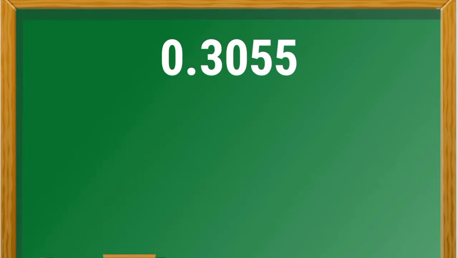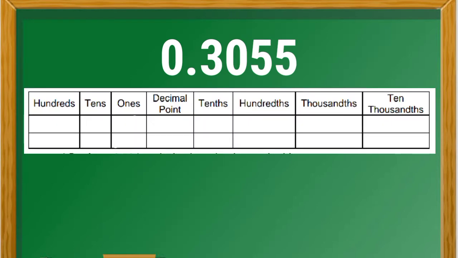Let's have number 1. How will you read this number? Would it be 0.3055? Is it a proper way? The answer is no. To make you understand how to read and write decimal numbers, we are going to put this number into a place value chart, like this.